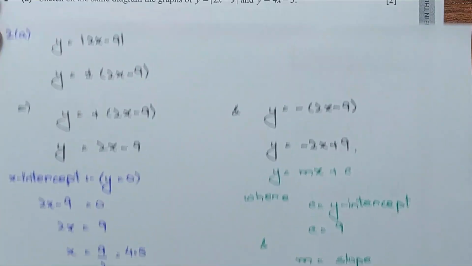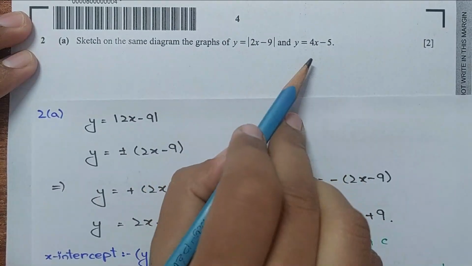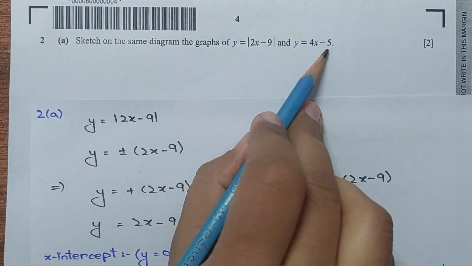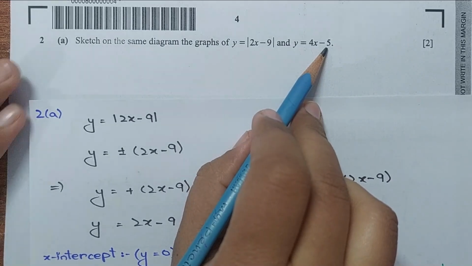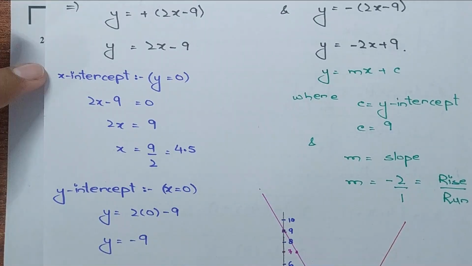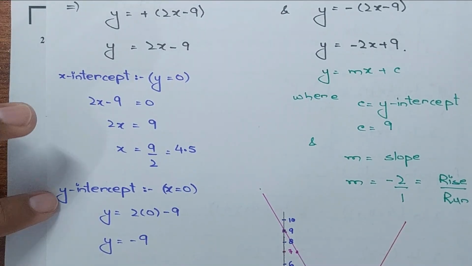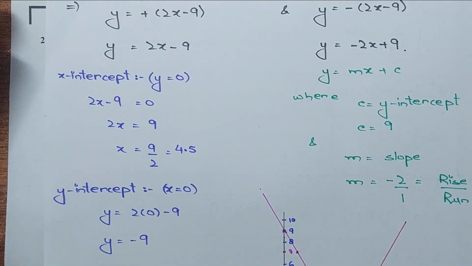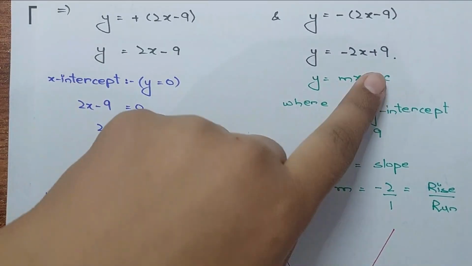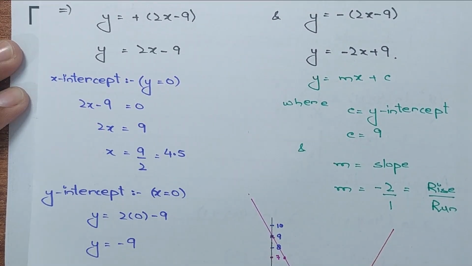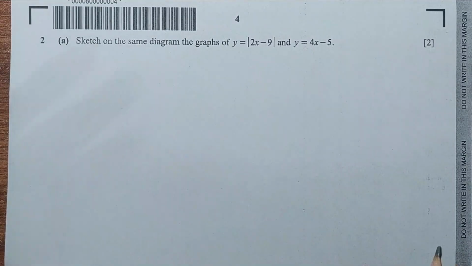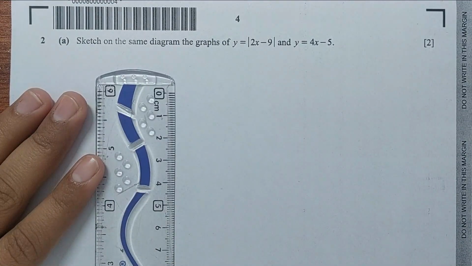Okay, so we are done with the first one. Now for the second graph, we have 4x minus 5. This is again a linear function. You can use any method, the slope-intercept method or the x- or y-intercept method. I showed you both of the methods. Find the x-intercept and y-intercept, plot both of them, and you will get a straight line. Or you can figure out your y-intercept and the slope, rise over run, and use that. Let me sketch both of them on the same axis now.